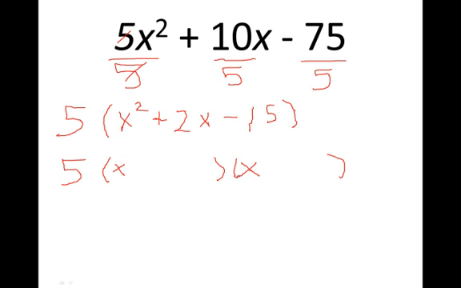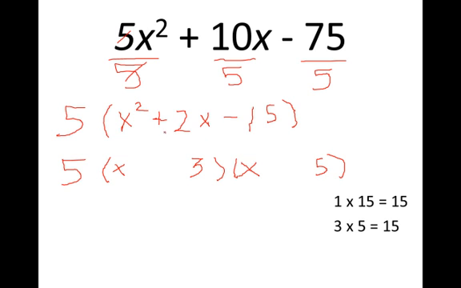And then I'm going to look at my last term, which is negative 15. So I'm going to write out the factors of 15. I have 1 times 15 and 3 times 5. So which one of these, if I were to add or subtract, will give me a 2, my middle term? Well, this guy right here, the 3 and the 5. So I'm going to write here 3 and 5.